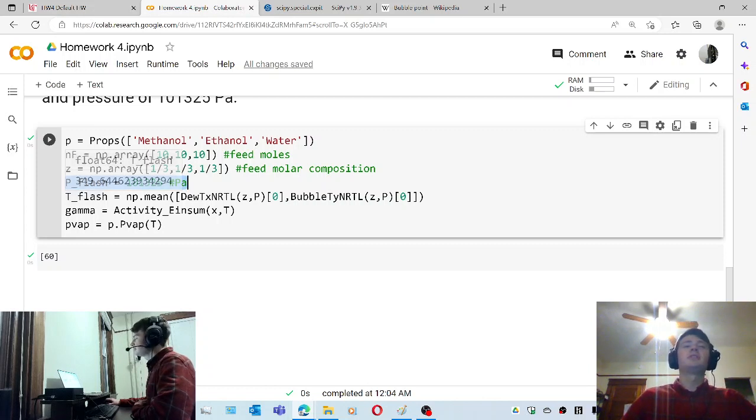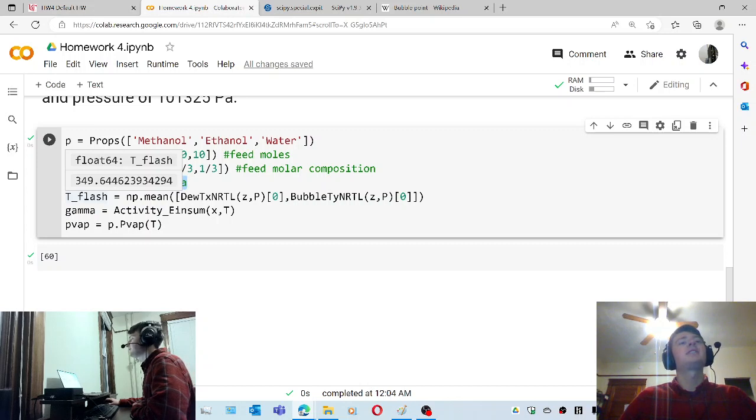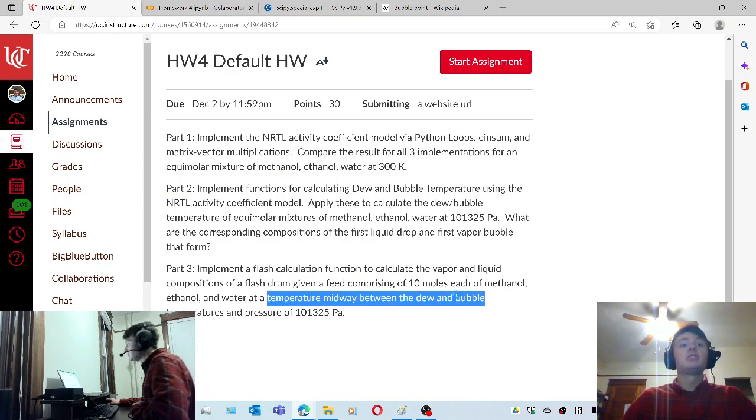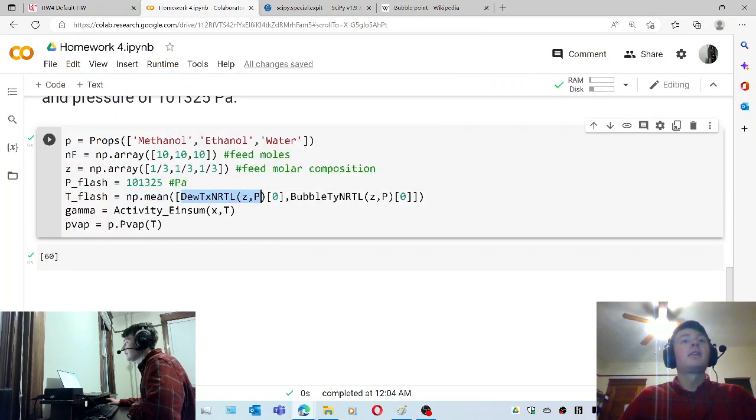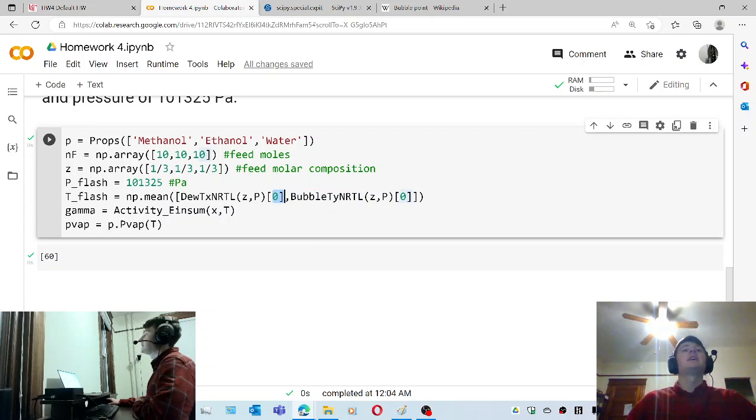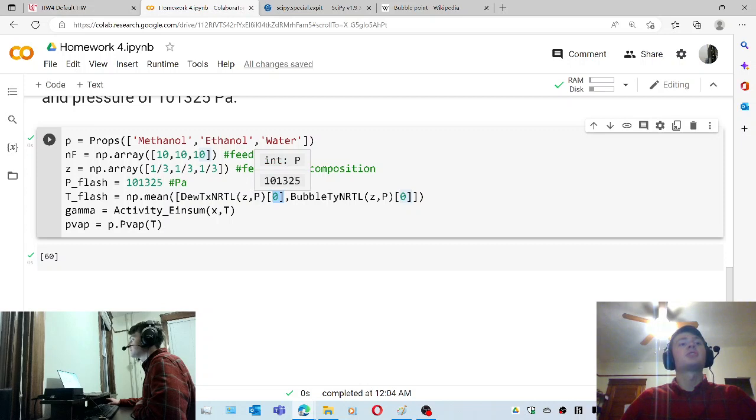The flash pressure is going to be 101,325, and then I kind of cheated a little bit. I maybe should have written this on camera, but I did it off camera. So the flash tank temperature is the mean. It needs to be midway between the dew and bubble temperatures. So to do that precisely, I took the average of the NRTL dew temperature and the NRTL bubble temperature at the specified pressure. So that's what this is doing right here. And of course, this 0 is in there because I want to look at just the temperature term, not the composition term. And then I went ahead and wrote in this gamma and this pvap just as notes, things I can kind of copy down later.